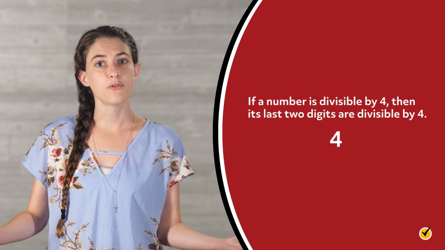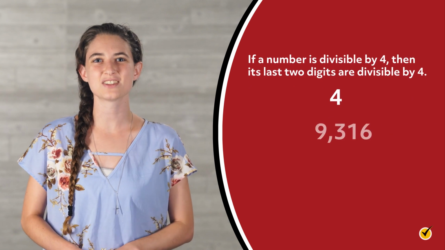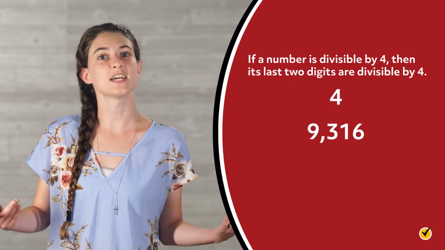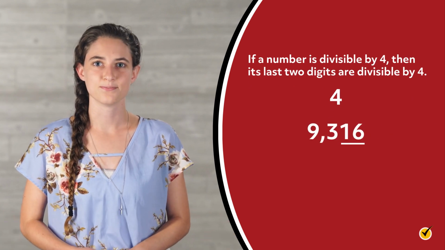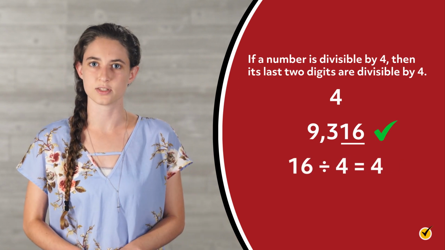If a number is divisible by 4, then its last two digits are divisible by 4. Let's consider the number 9,316. First, identify the last two digits, 16. Since 16 divided by 4 equals 4, 9,316 is divisible by 4.